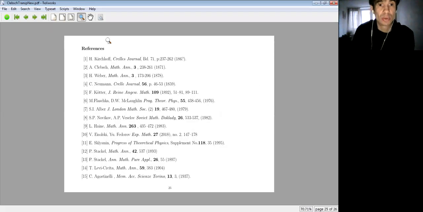I only want to show you the references. First, references to the paper of Kirchhoff. Unfortunately, I have not found a precise year, but it is more than 150 years ago. The Clebsch paper on the Kirchhoff model has been published precisely 150 years ago. Then there have been two papers of Weber and Neumann, published in 1877, 78, and 18... so probably here's a mistake. Probably here should be 1879.